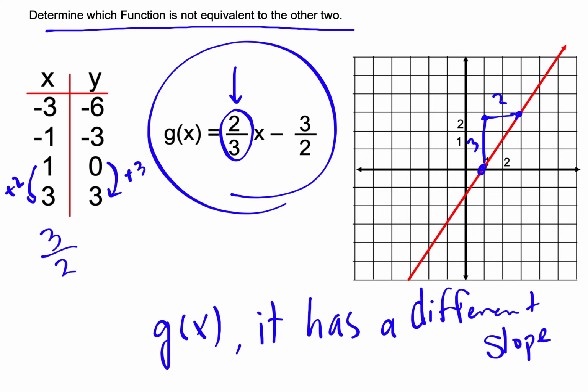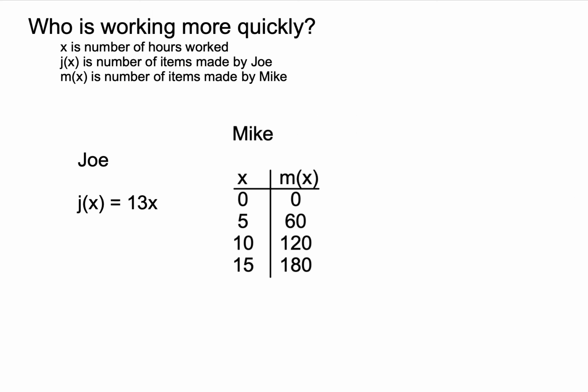Okay, so I'm going to look at another example. Who is working more quickly? Now, the speed at which someone works is going to be a per hour thing. In this case, it looks like items per hour. The more items per hour would be the faster worker. And those are going to be slopes, so we just need to compare slopes.